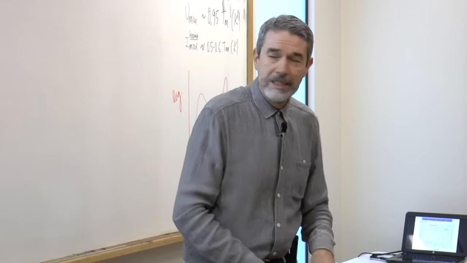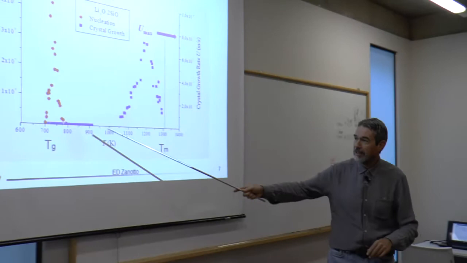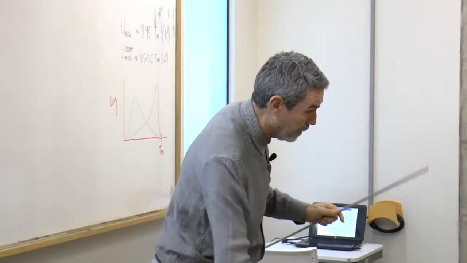I'm going to give you some arguments along the class. The first one is that the supercooling or undercooling is huge. So we have enough driving force for homogeneous nucleation. This is the first argument, but there are others.